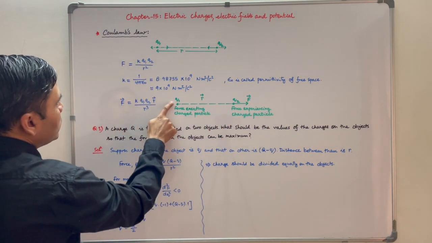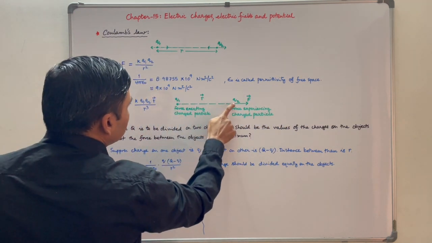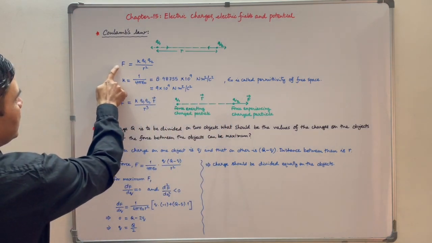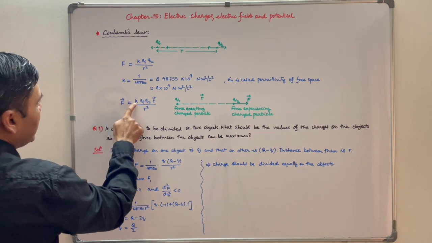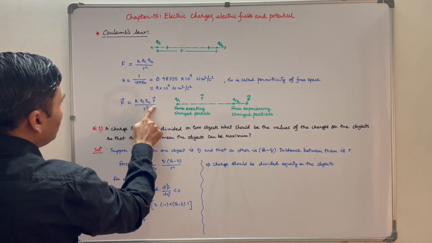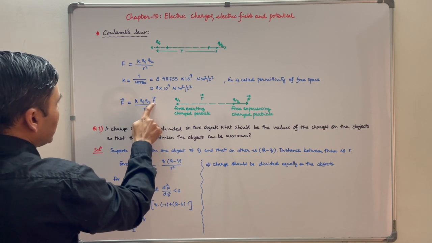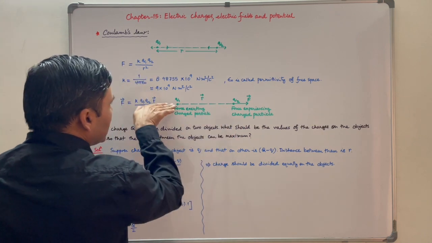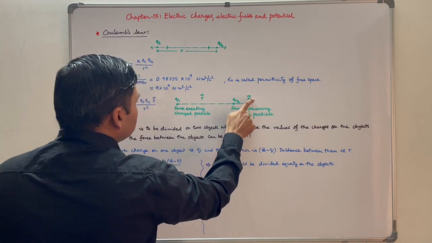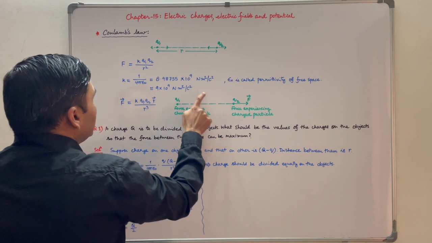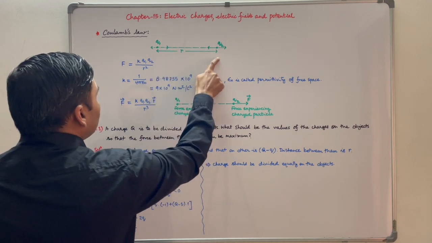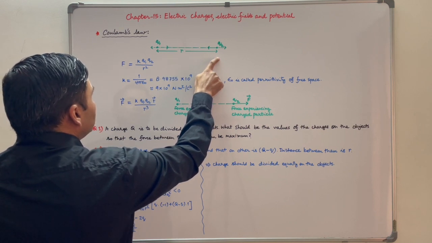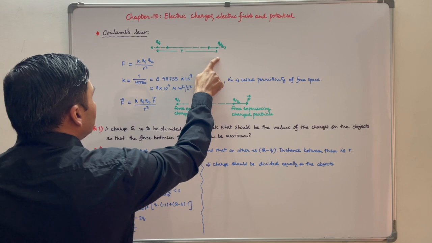Suppose q1 is the force exerting charged particle and q2 is the force experiencing charged particle. Then this formula can be represented in vector form as vector F = k q1 q2 / r³ × vector r. Vector r is the position vector from the force exerting charged particle to the force experiencing charged particle. The direction of vector F is the same as the direction of vector r. If these two charged particles are of opposite sign, then the force will be attractive. And if they are of the same sign, then the force will be repulsive.